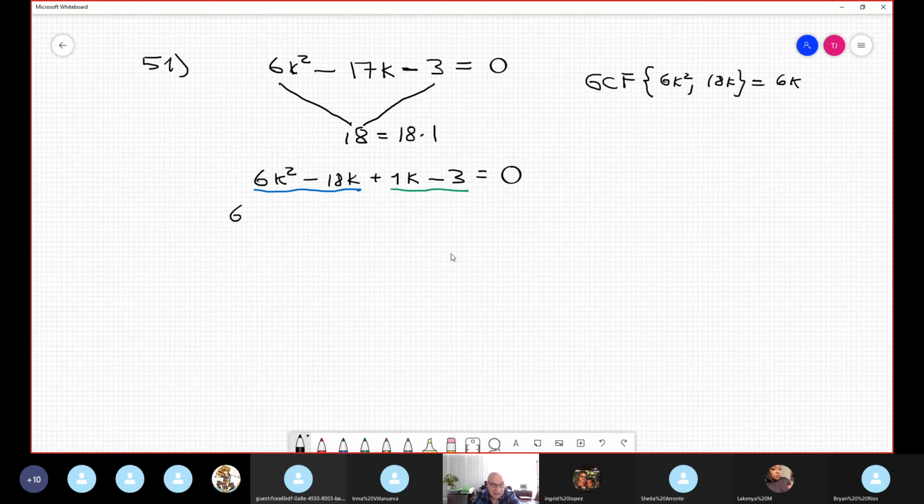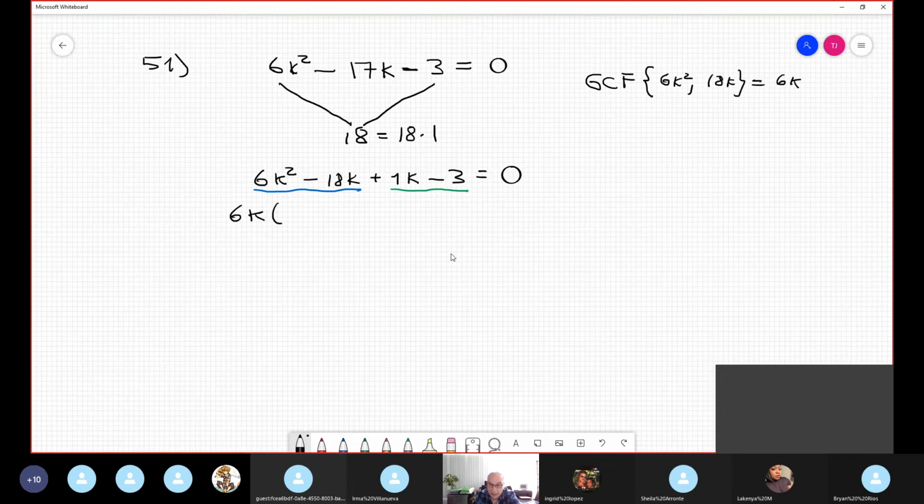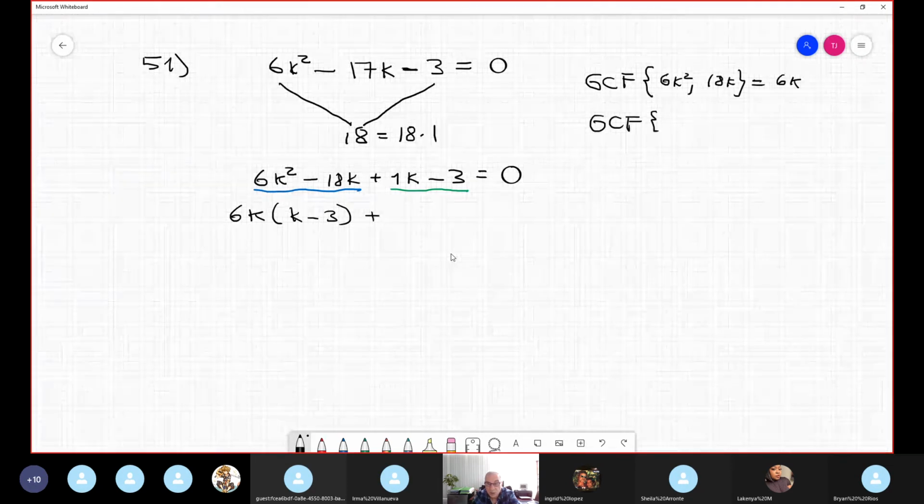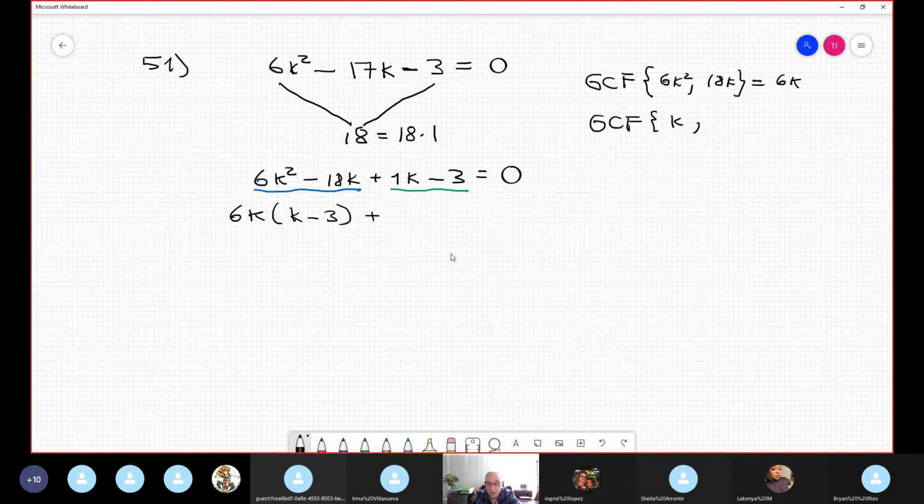6k, open a new parenthesis. 3k? No, not 3. Just k, 1k. 1k minus 3, no? And what is the GCF in the second couple? What is the GCF between 1k and 3 and negative 3?